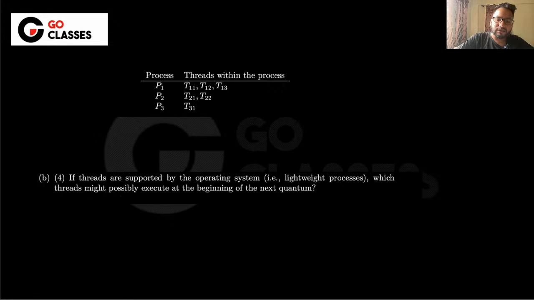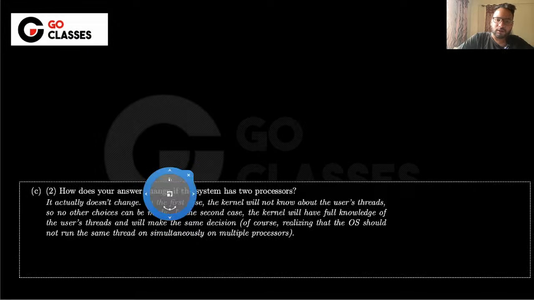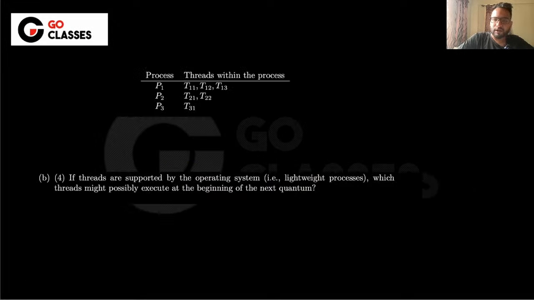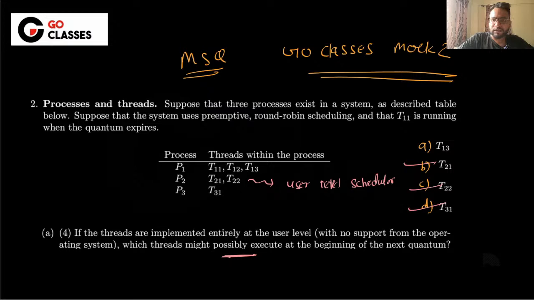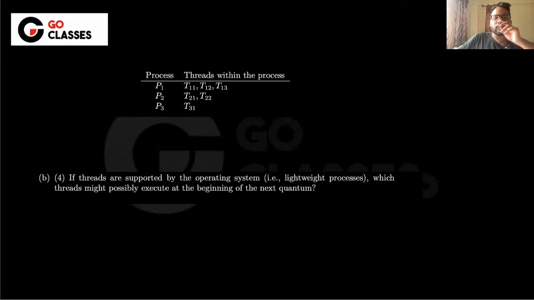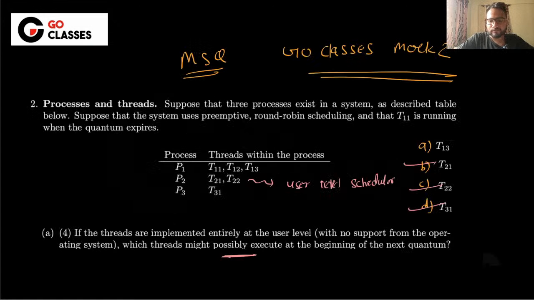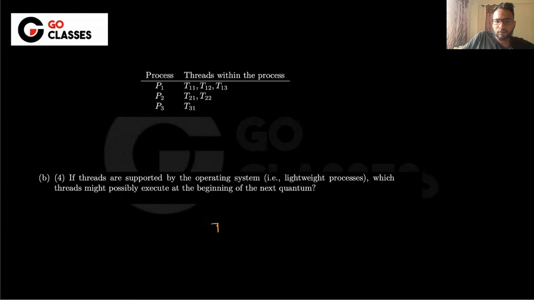So now they are saying if threads are supported by the operating system, what should be the answer here? Let's suppose that these are the only options that I have. Can you tell me what should be the answer? If threads are supported by the operating system, then which one can you run? Can you run T12? Can you run T13? Can you run T21? Can you run T31?